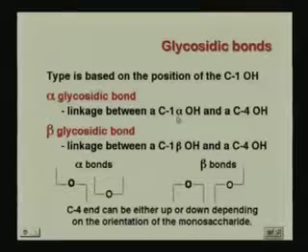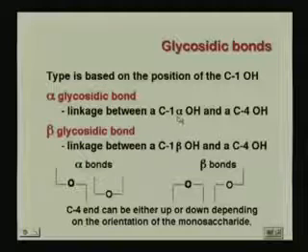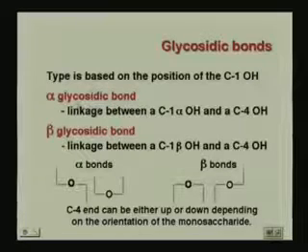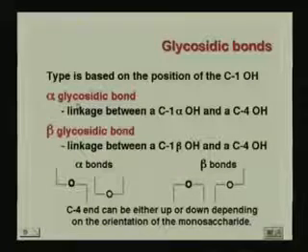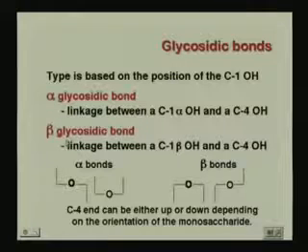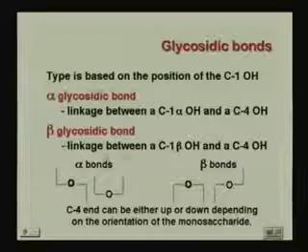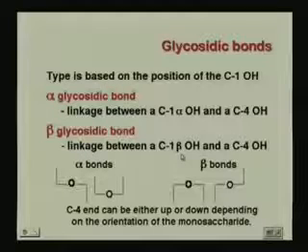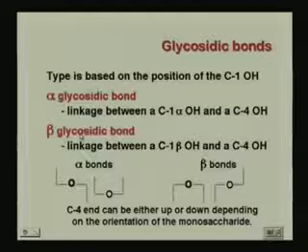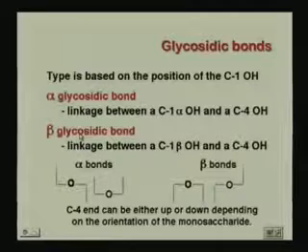If the first carbon is an alpha, it is called an alpha glycosidic bond. If it happens to be a beta, it is the linkage between a C1 beta OH and a C4 OH. It is called a beta glycosidic bond.